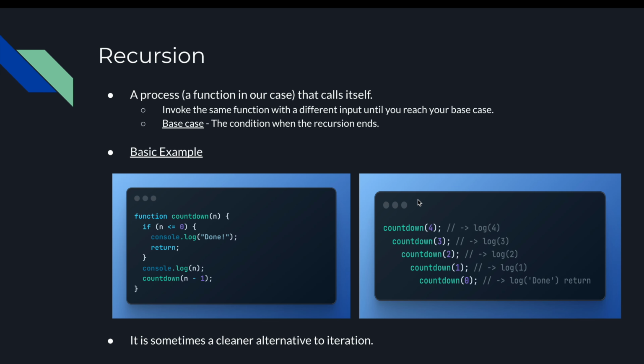I also have a sample output here where n is 4, and you can see first it logs the value 4. When we call the countdown again with a different input value, meaning n minus 1, it will make the value of n 3, and then it will log 3. After repeating it several times, the value of n will reach 0, which will hit our base case, and that's where our recursion will end.